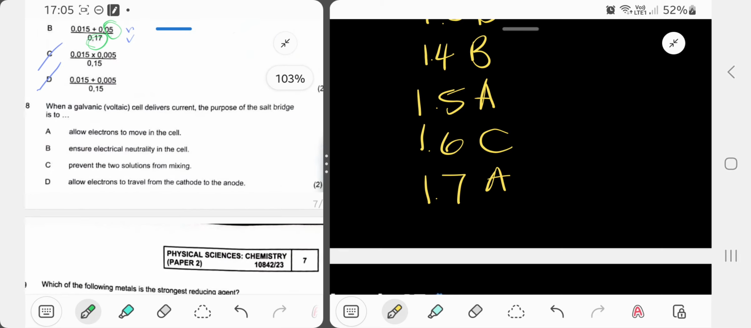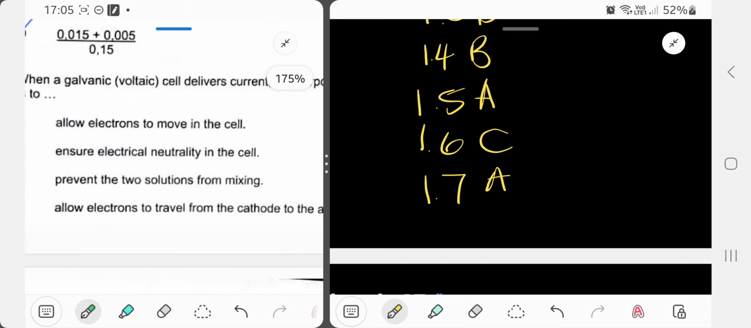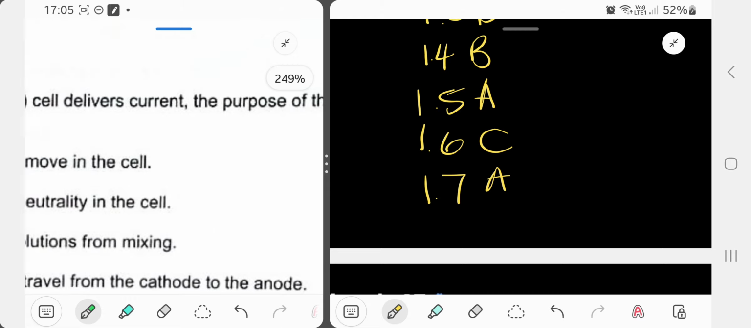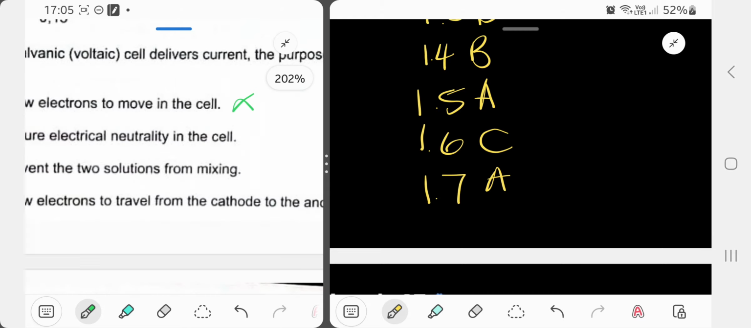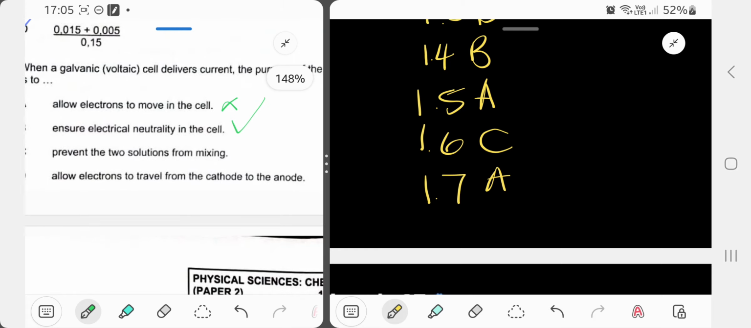And then it says, when a galvanic cell delivers current, the purpose of the salt bridge, right? Salt bridge has many purposes, right? So it does not allow electrons. No, it allows ions to move. So this one is I. And then it ensures electrical neutrality. That's true. And then it prevents two solutions from mixing.